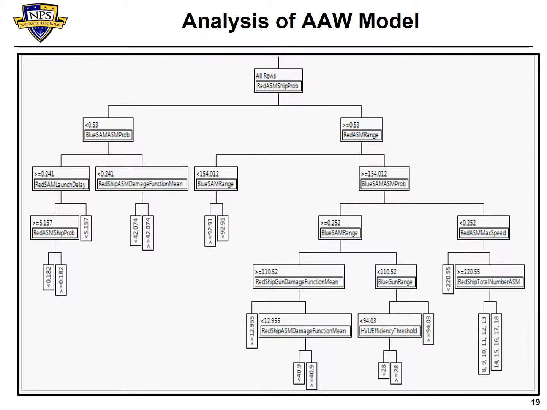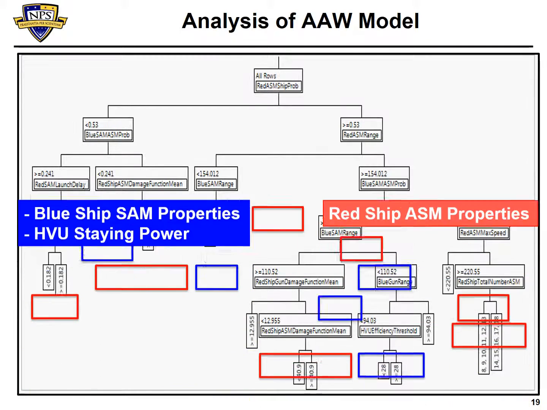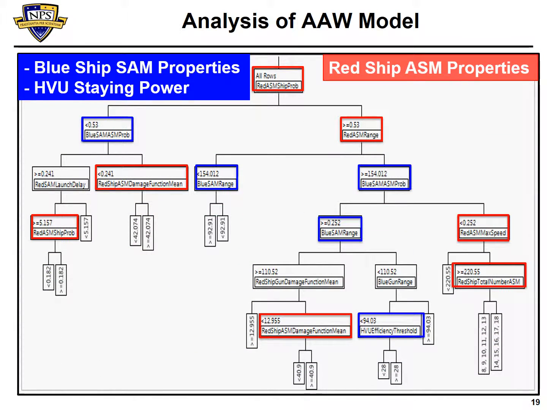Of all factors, including both controllable and uncontrollable variables. As seen, escort ships' SAM properties, HVU staying power, and enemy ships' ASM properties had significant effects on the outcome.